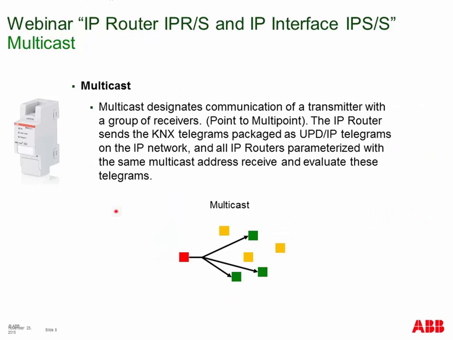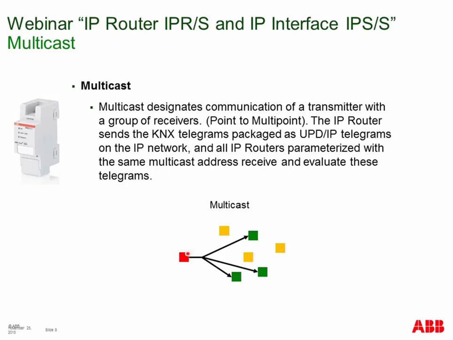Yeah, let's come to this wording. So these items I would like to explain a bit. I've just mentioned standard communication is multicast communication on the net, on the IP side with our IP router. What does it mean, multicast? Multicast designates communication of a transmitter with a group of receivers, point to multipoint. You see it here in this picture. Of course, in our case, the IP router or IP interface are the components.